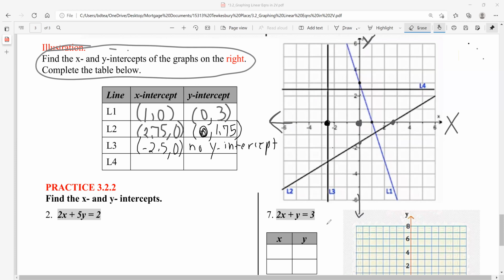Or just none. If we look at line number 4, check it out. This is line number 4, and we're looking for the x and the y-intercept. Well, line 4 is a horizontal line, so it has a y-intercept. And I think this y-intercept, you think this is positive 2.5?